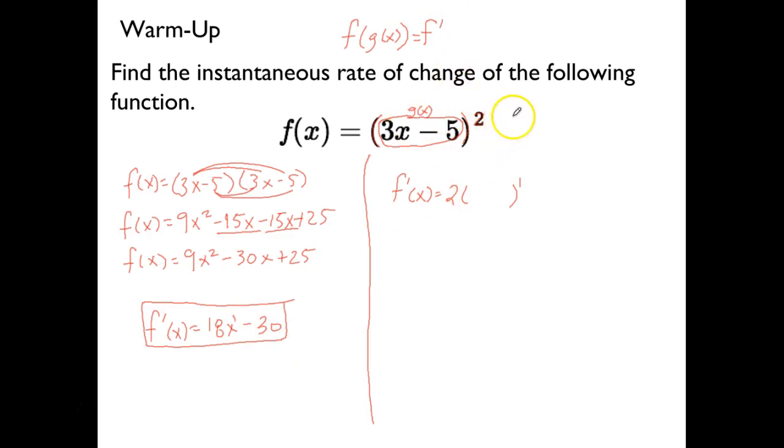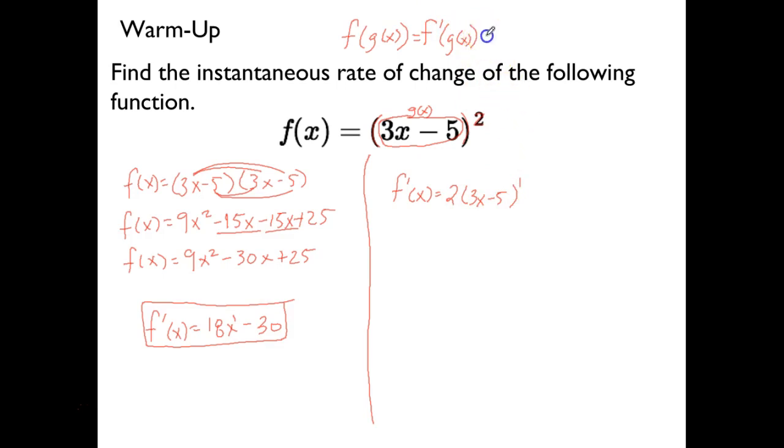So we take the derivative of that. The 2 comes down, we subtract 1 from the exponent, and then on the inside of that, you are going to leave the function there. You're going to leave it alone. So it's going to be 3x minus 5. That is f prime of g of x. That's it. We took the derivative of the outside and we put g of x in there.